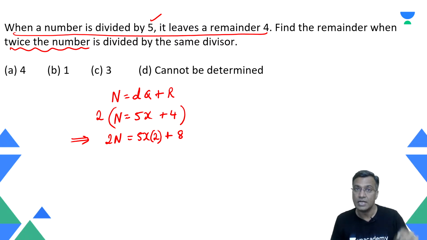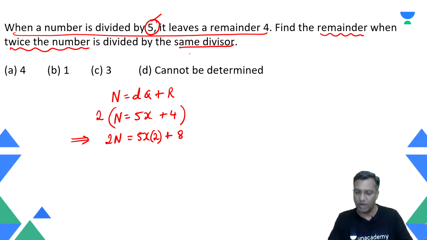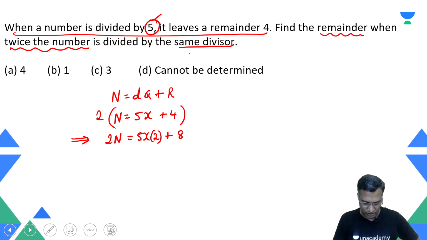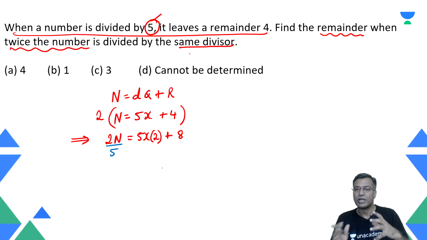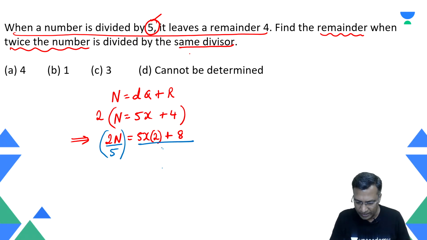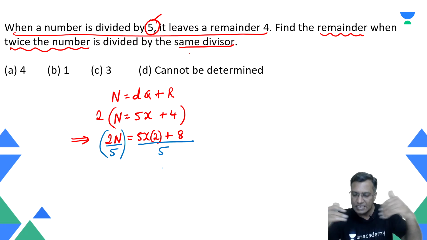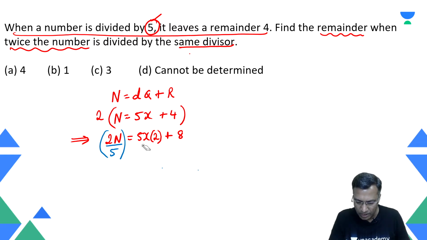What is the author saying? You please tell me the remainder when it is divided by the same divisor. What do you mean by same divisor? Same divisor is nothing but 5. Fair enough. Let's go now and divide this particular expression by 5. So the number should be divided by 5. What is the remainder? You got to divide this by 5. But the point is, if you want to divide 2 parts by 5, it is as good as dividing each part by 5 and understanding the remainder.